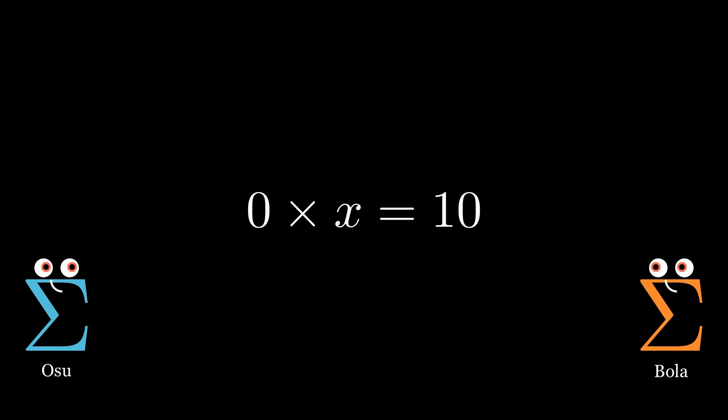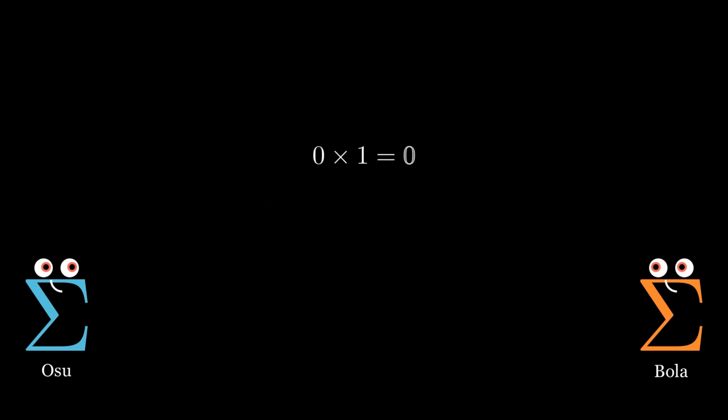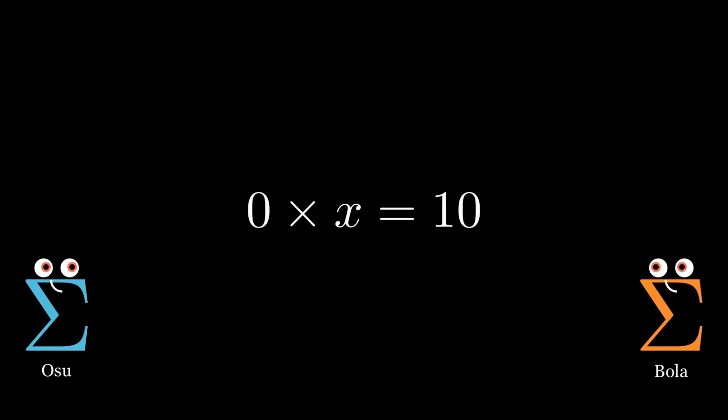But here, the logic immediately collapses. 0 multiplied by any number produces 0. 0 times 1 equals 0, and 0 times 10 equals 0. 0 times 1 million still equals 0. So there is no number in existence that can actually make 0 multiplied by something equal 10. Because of this, the equation has no solution.